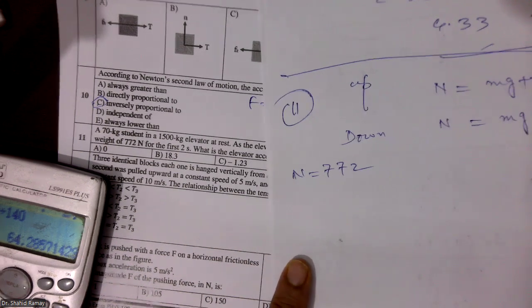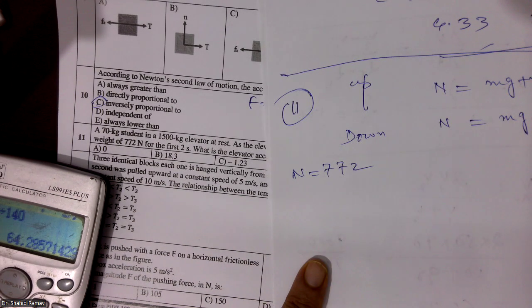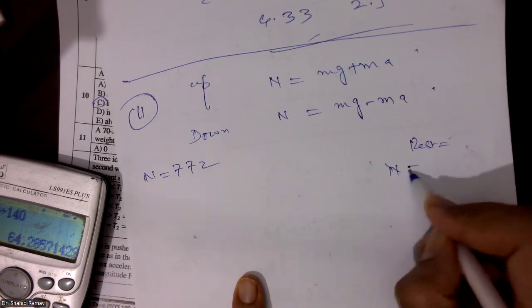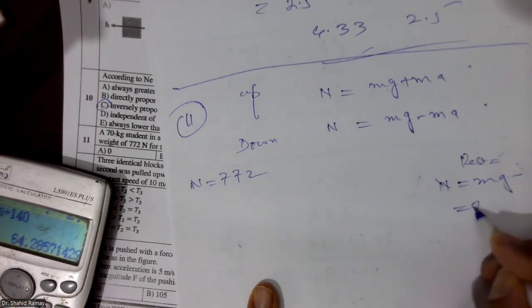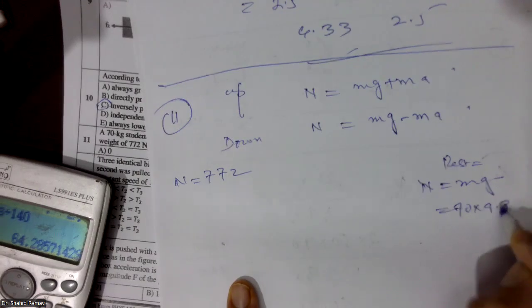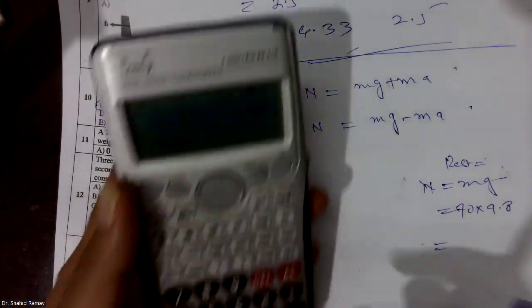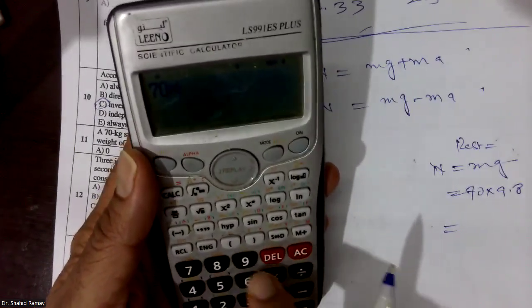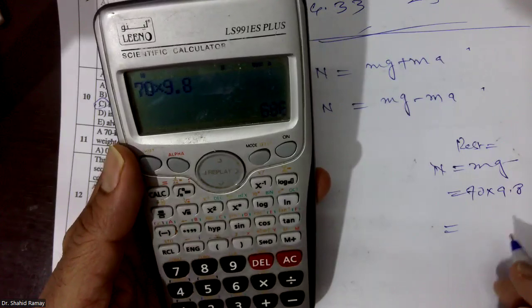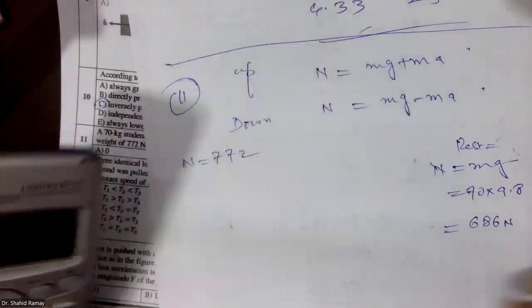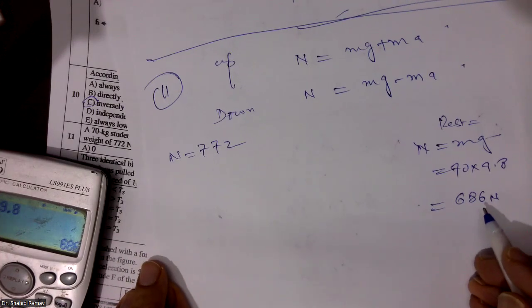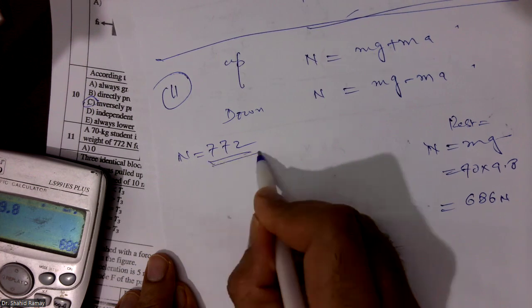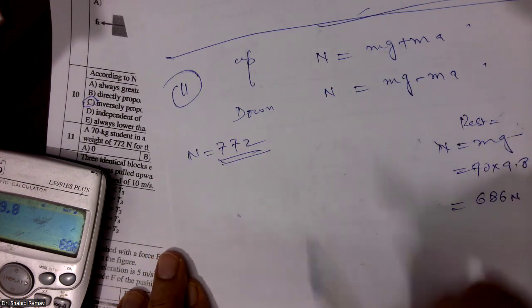So what we have to do: if the elevator is at rest, then N is equal to mg. So first find this one. So m is equal to 70 into 9.8. If we multiply this, the answer is 686 Newton. So at rest, it is 686 Newton. But when it is moving, it's 772. So it means the elevator is moving up.